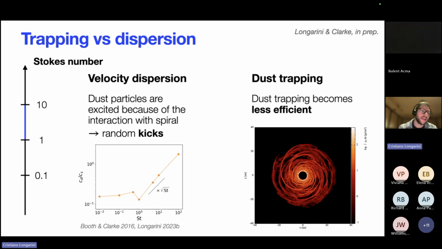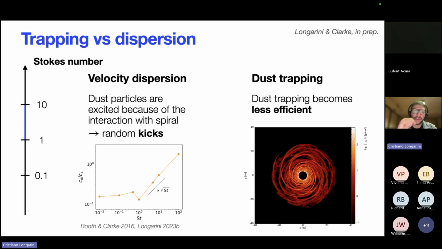Then we have the regime of Stokes number between 1 and 10, where dust particles become more and more excited because the aerodynamical coupling is weak enough that the kick of the spiral is exciting relative motions.